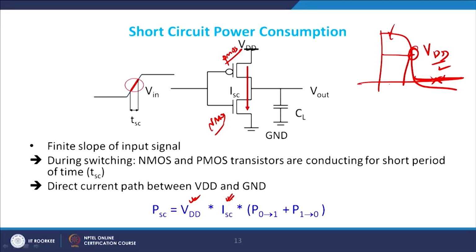Now, as I discussed with you, there is a direct path between VDD and ground. So, I write VDD into ISC, ISC is the short circuit current, multiplied by P01, P01 is the probability that the output goes from 0 to 1, and then you have a probability that the output goes from 1 to 0. We are actually not interested in this domain, we are rather interested in this domain, which is to say that given a complex logic gate, can you find the probability that the output goes from 0 to 1. We will do it as we move along, but that is what it is all about here. So, short circuit depends upon all these values.